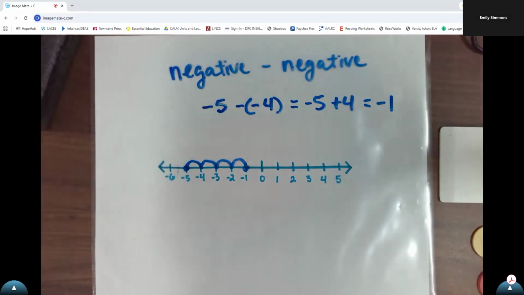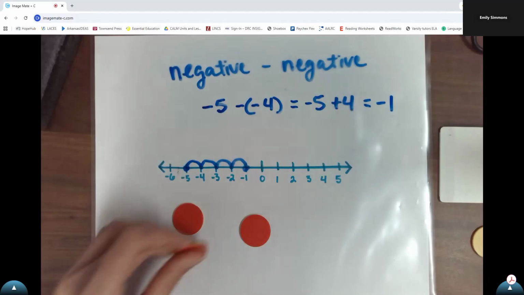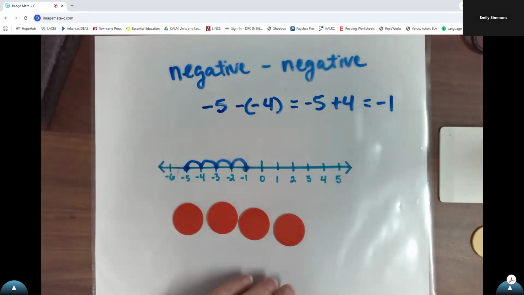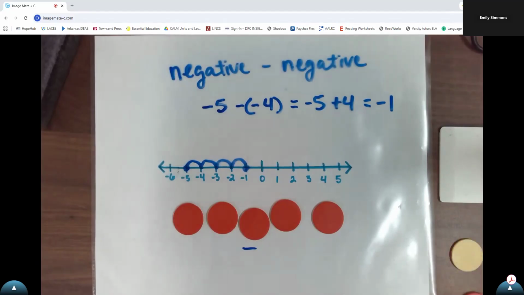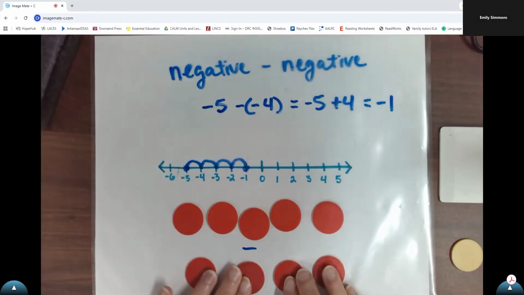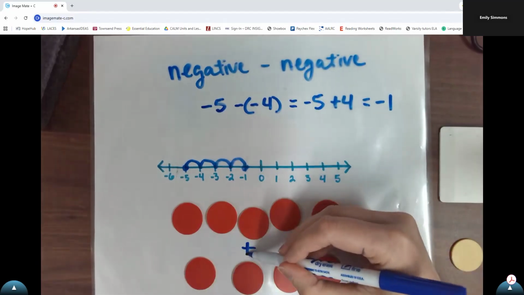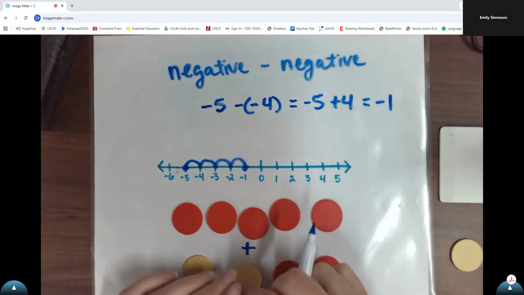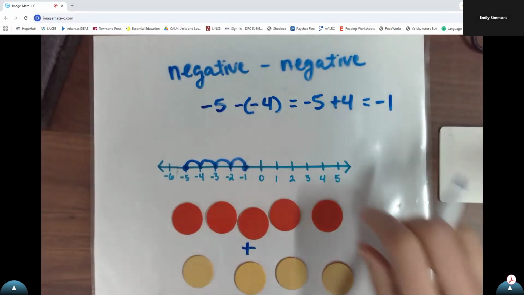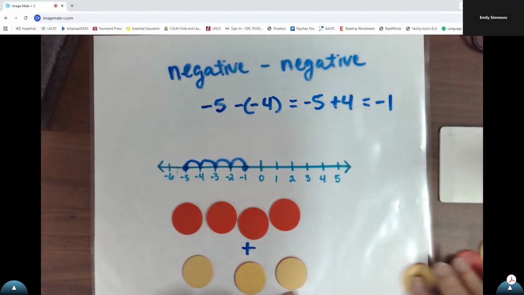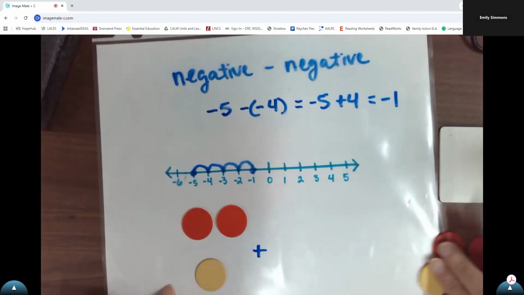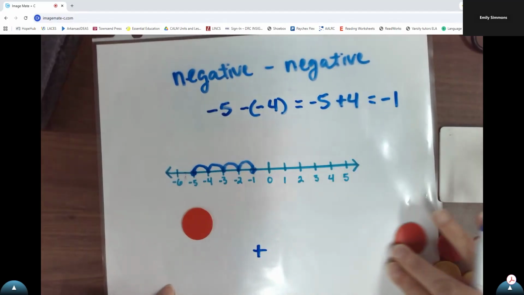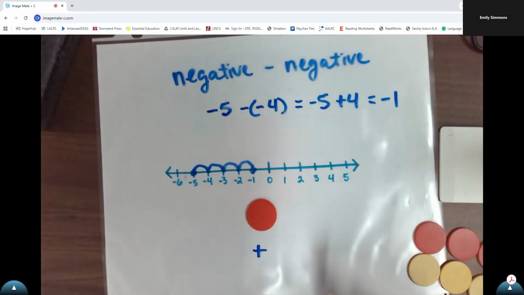Or if we use our counters, -5 minus -4. We want to add so that we can combine. Then we remove our pairs. And we're left with -1.